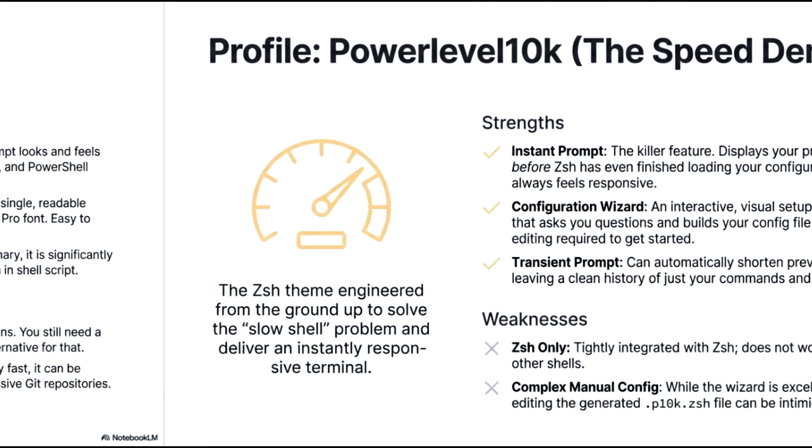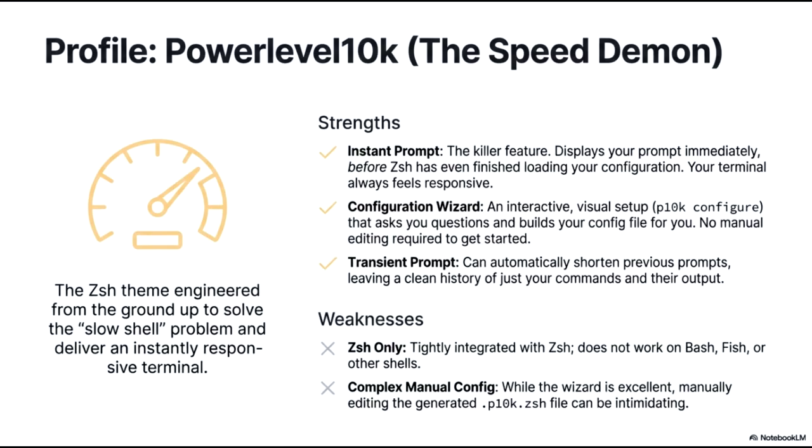PowerLevel10K, known as the Speed Demon, is a Z shell theme engineered from the ground up to solve the slow shell problem and deliver an instantly responsive terminal. Its strengths begin with the Instant Prompt feature. This is a game changer as it displays your prompt immediately, even before Z shell has finished loading your configuration, ensuring your terminal always feels snappy.